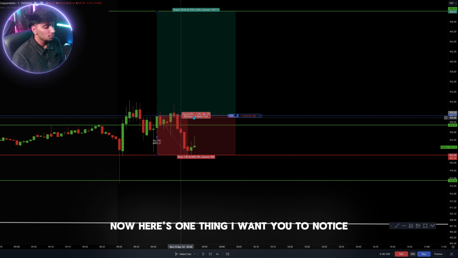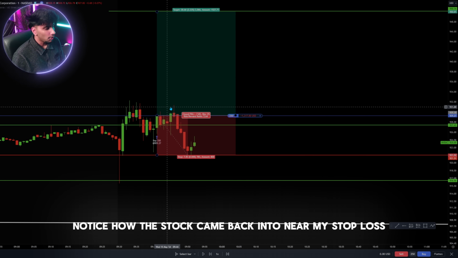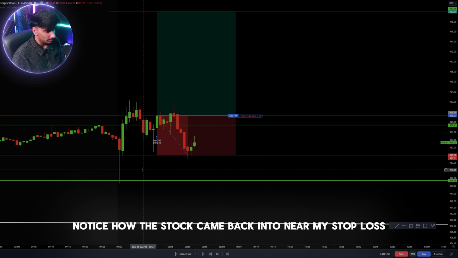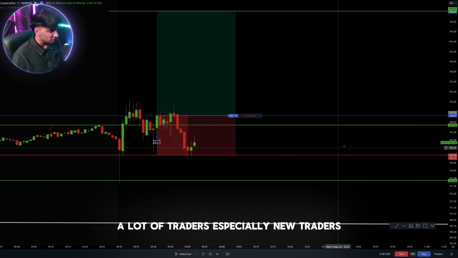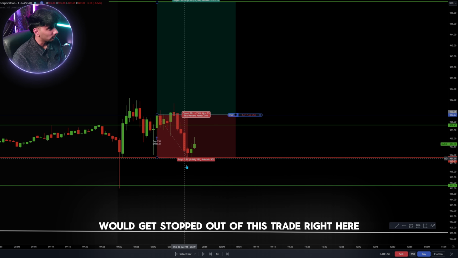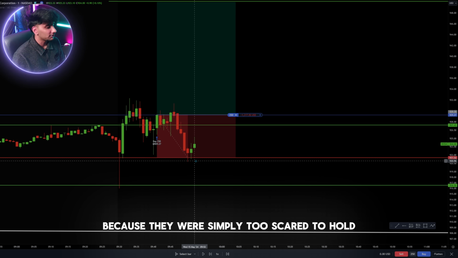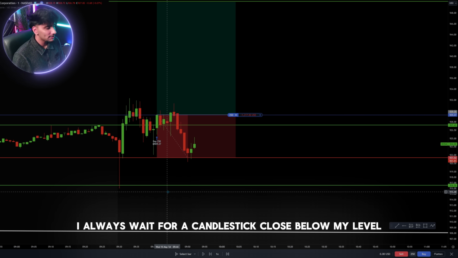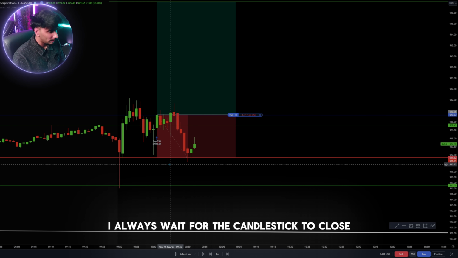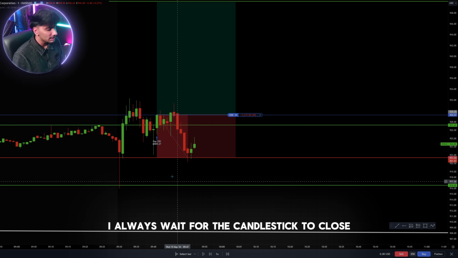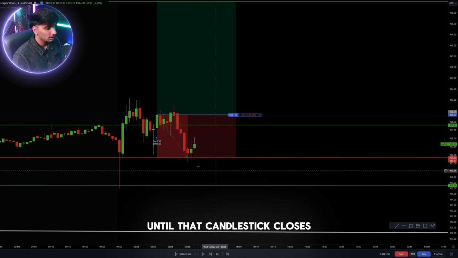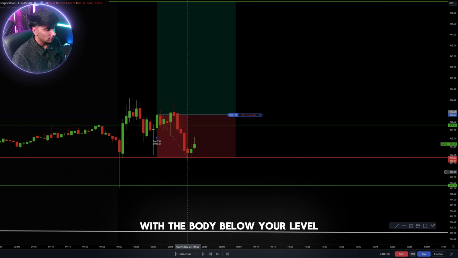Now, here's one thing I want you to notice. Notice how the stock came back into near my stop loss. A lot of traders, especially new traders, would get stopped out of this trade right here because they were simply too scared to hold, or they saw it break and they want to save that money. For me, I always wait for a candlestick close below my level. I always wait for the candlestick to close, and this is because market structure does not get invalidated until that candlestick closes with the body below your level.